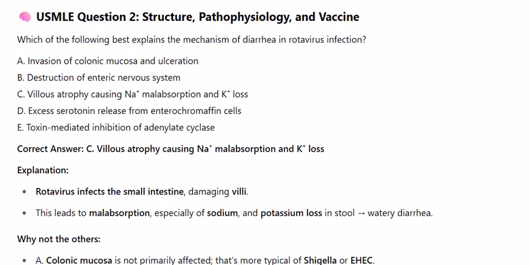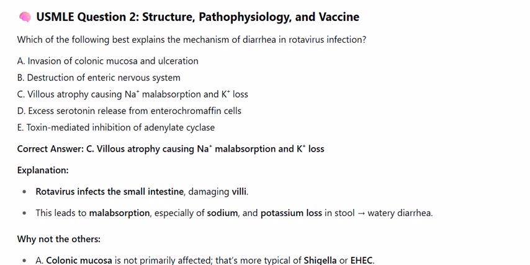Correct answer: C. Villus atrophy causing enzyme malabsorption and K-Tice loss. Explanation. Rotavirus infects the small intestine, damaging villi. This leads to malabsorption, especially of sodium, and potassium loss in stool, causing watery diarrhea.